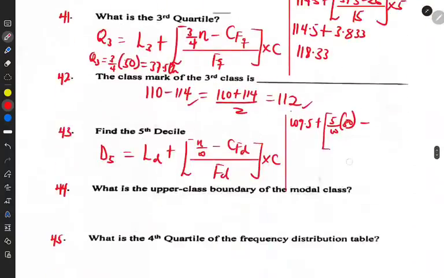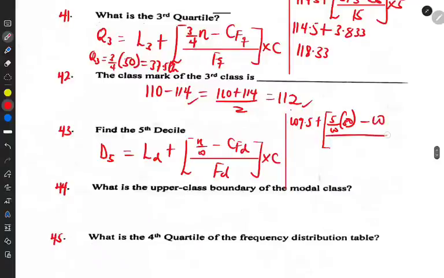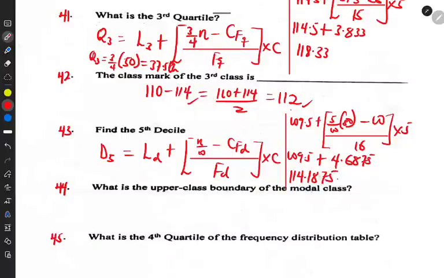Giving us 10. And then divided by the frequency of the decile, which is what? 16. Then multiply all by 5. So we get here 109.5 plus, and when we find the total sum, we're going to get 4.6875. So in summing them, I'm supposed to get 114.1875. So D5 is the same thing as Q2, or the median, which is the middle value, the same thing generally there.